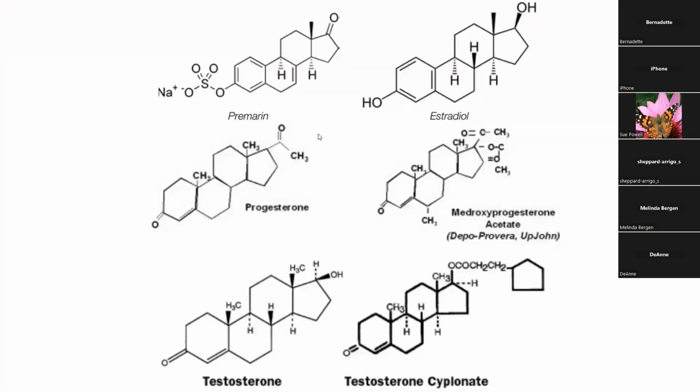So I just wanted to show the differences. Premarin is the synthetic horse estrogen. Estradiol is human estrogen. Progesterone is the human progesterone, and then medroxyprogesterone acetate or Provera is the synthetic progesterone, and then a molecule of human testosterone, and then testosterone cypionate is synthetic testosterone. So you can clearly see there are differences between the synthetic versions and the human versions. And if you're going to take hormone therapy, you're going to want to take something that's identical to our own natural hormones.